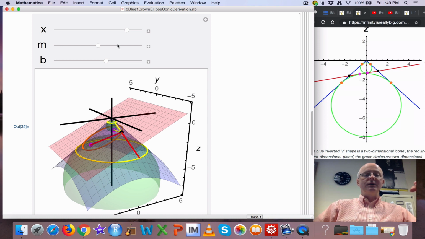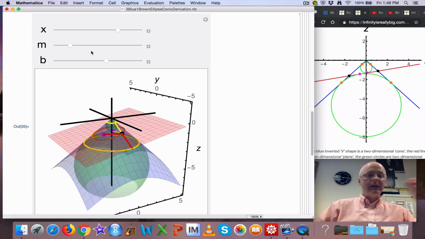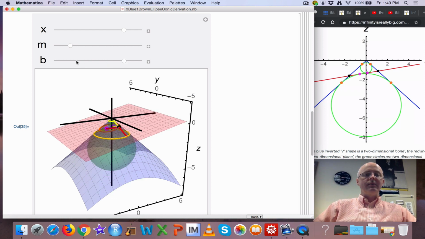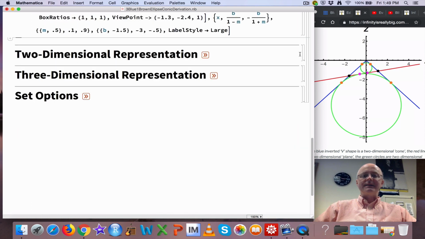I can also, in my interactive demonstration here, change the slope of the plane like that to get a different ellipse of intersection. I can also change the vertical intercept to be different things as well, and no matter what they are, you still get an ellipse, okay, with different eccentricities.